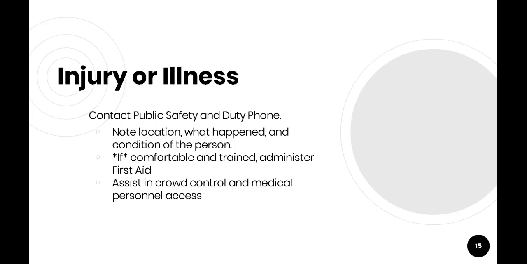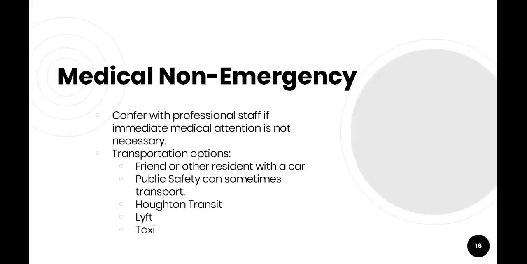So that happens, but most of the time, we're going to have access to emergency medical services on campus to be able to check them out. So make sure that you're calling public safety and duty phone to note the location, what happened, and the condition of the person. If you are comfortable and trained, you can administer first aid. That is outside of the scope of your role as a resident assistant, but might be inside of your role if you are first aid trained or EMS certified. And then we're asking that you help with crowd control.